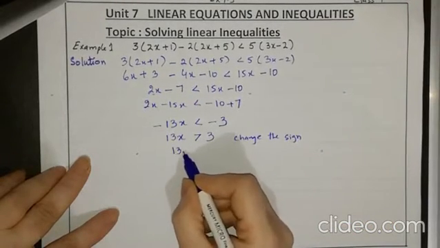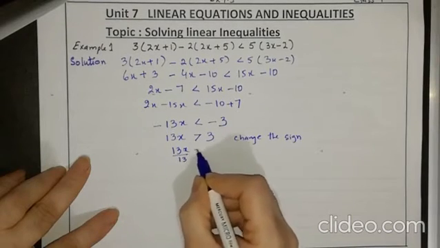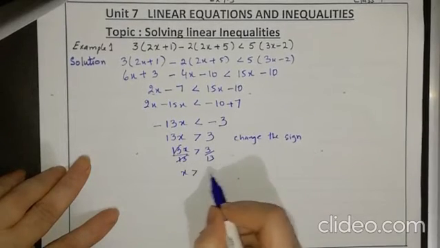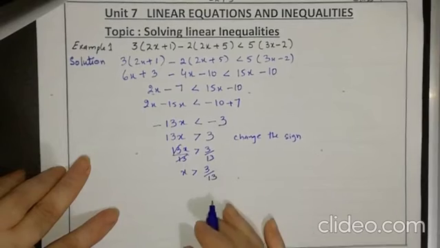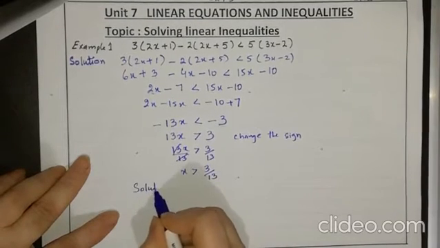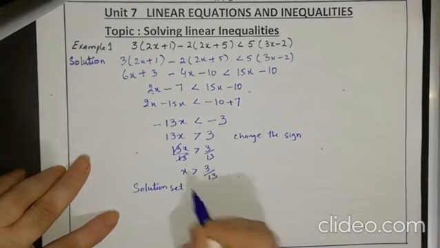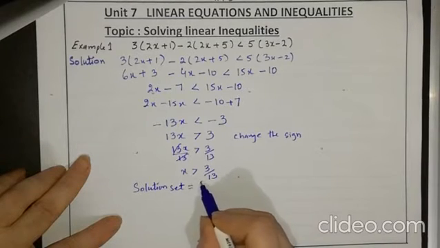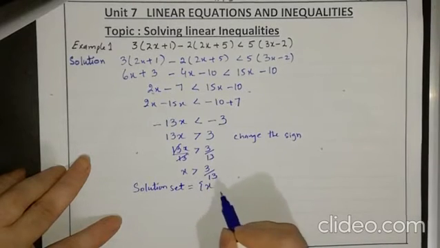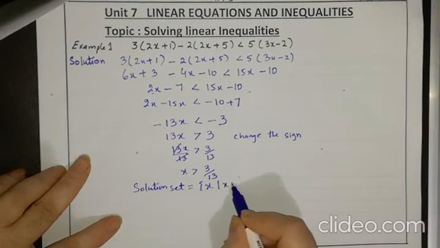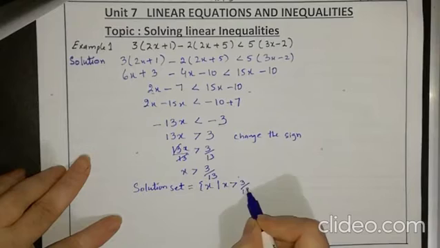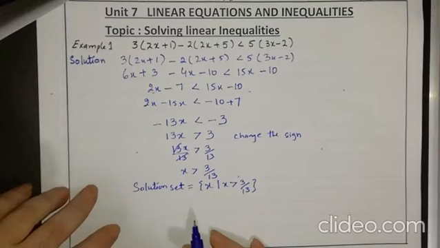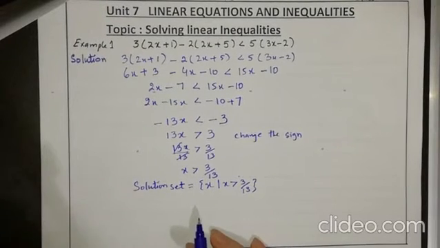Dividing both sides by 13, this is now 3 over 13. So now x is greater than 3 over 13. Now the solution set. We write this solution set in set builder form: x such that x is greater than 3 over 13. So any value which is greater than 3 by 13 is the solution of this inequation.